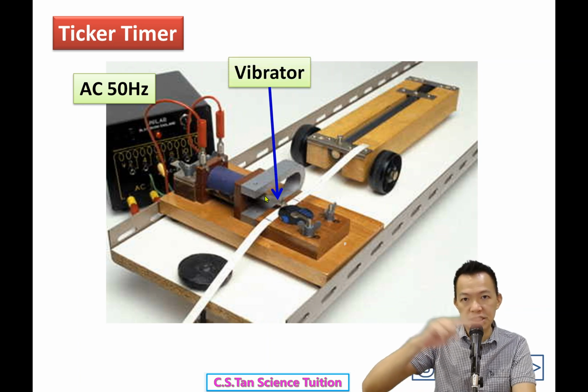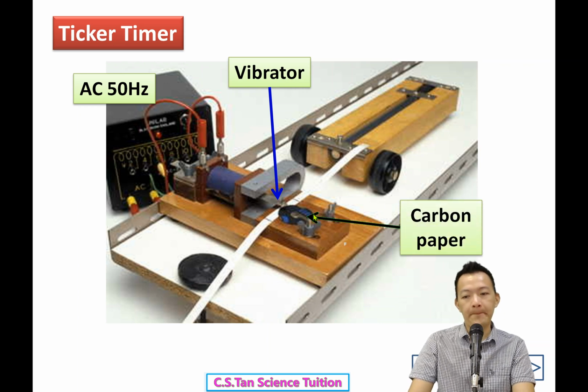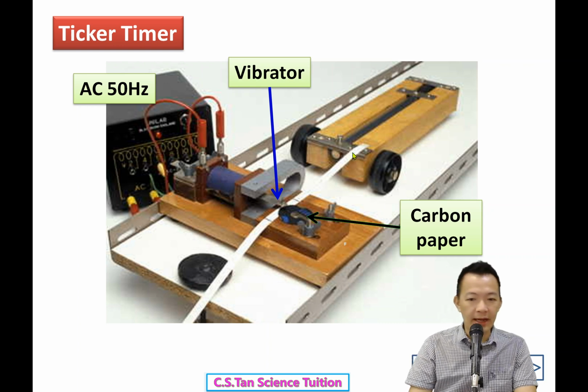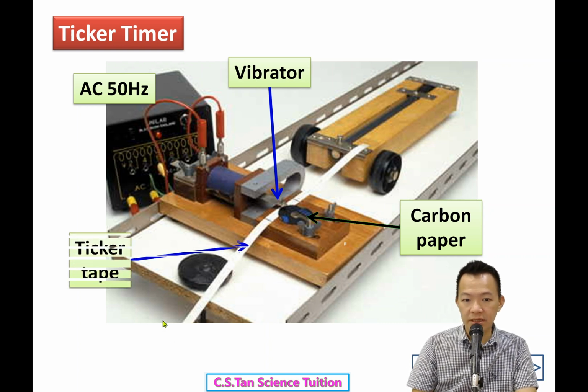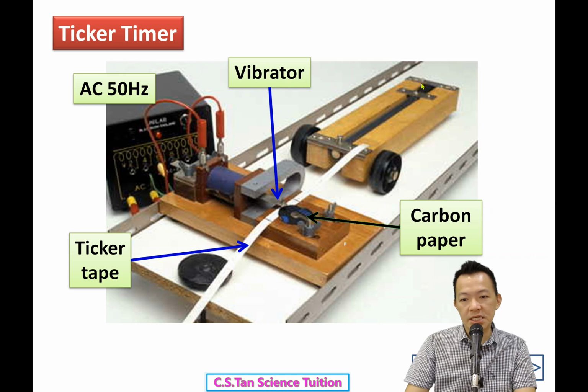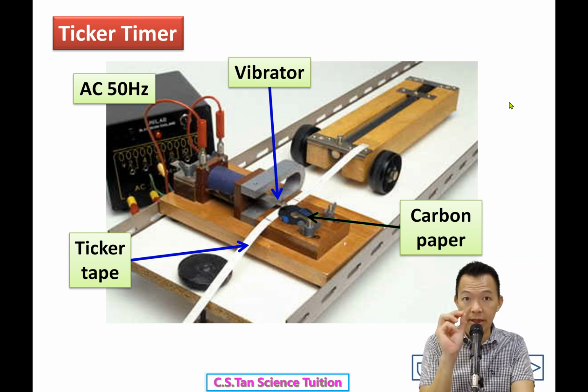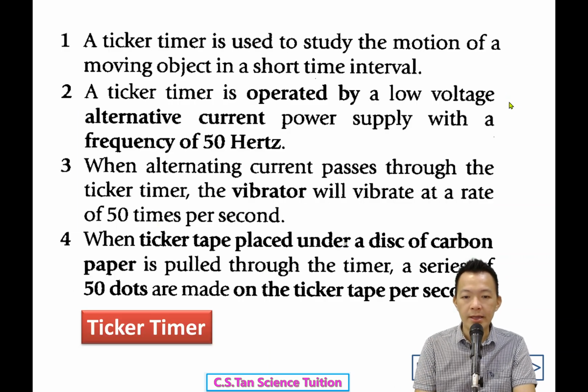它会跟一个振动器接在一起, vibrator. And under the vibrator, we have a piece of carbon paper. And under the carbon paper, we have a strip of ticker tape, 一条纸, so we call it ticker tape. And this is a trolley, 一辆假假的车。What is the function of these ticker timer experiments? Normally to study the motion of the object, 用来研究某东西的速度，它的动作。For the short time interval, 短短的时间里面, how the object moves: accelerating, decelerating, not moving, fast or slow.